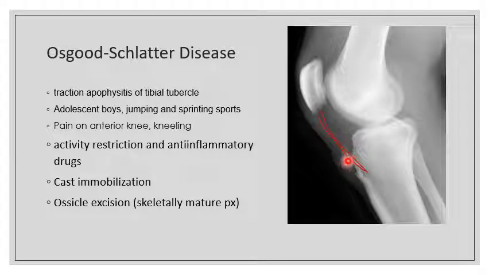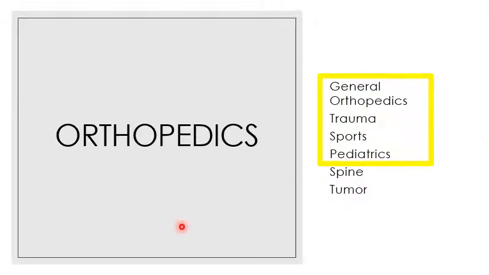Treatment is usually activity restriction and anti-inflammatory drugs. Some can do cast immobilization, and for some refractory cases we do ossicle excision, especially in skeletally mature patients already. So we've discussed general orthopedics, trauma, sports, and pediatrics. Spine and tumor will be discussed by another lecturer.